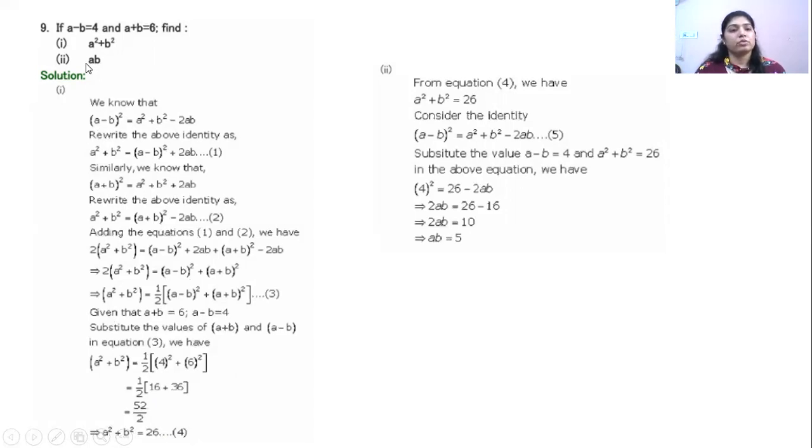And we have to evaluate this ab also. Again, (a minus b) whole square is equal to a square plus b square minus 2ab. Put the value of a minus b and a square plus b square. Then we'll get the value of ab. Again, choices are so many. If we want to go ahead with the fourth identity, then we can find out the value of ab.